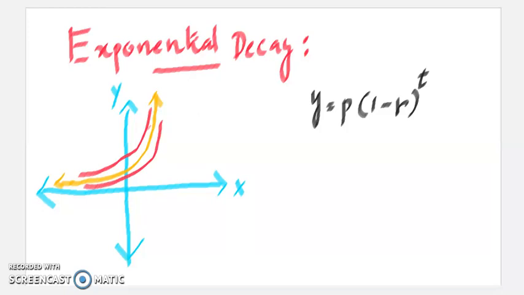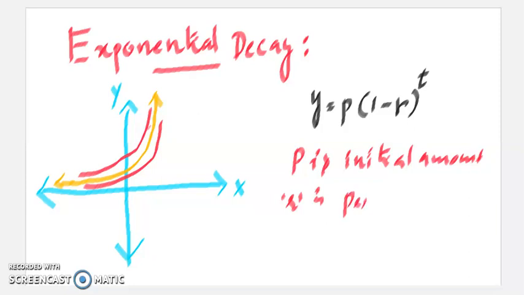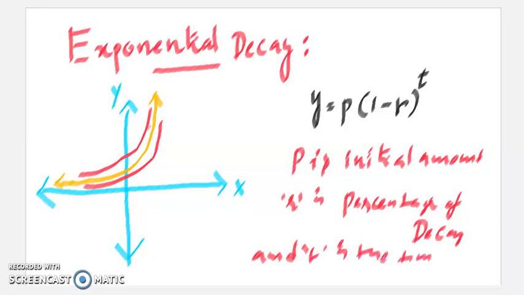Here we have the formula for finding exponential decay. Y is equal to P into (1 minus R) whole power T. Here P is the initial amount, R is the percentage of decay, and T is the time interval.